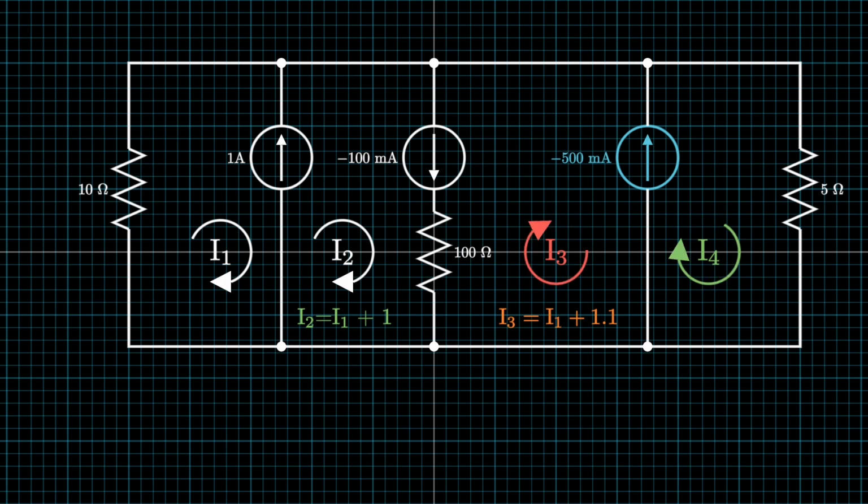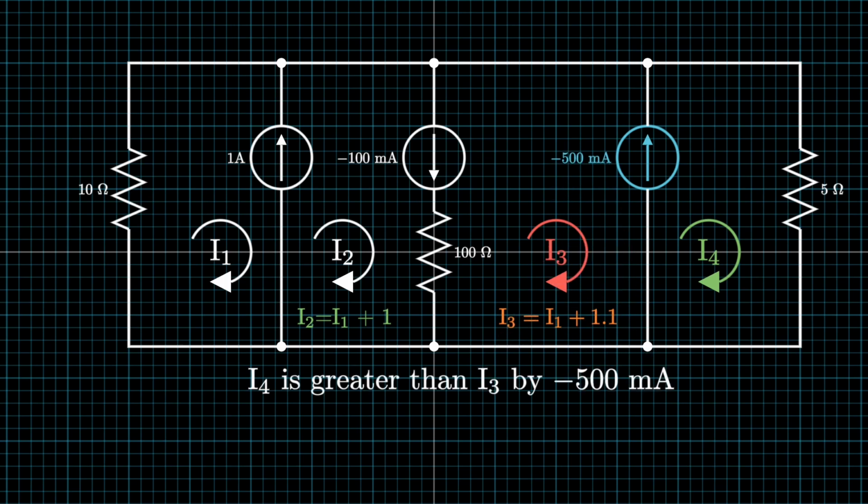Again, as silly as it feels, we'll deal with the signs later, so we don't care about them. For now, all we're looking at is I4 going up or down, and is I3 going up or down? And we can see that indeed, I4 is going up, and I3 is going down, right? So therefore, in plain English, I4 is greater than I3 by a magnitude of negative 500 milliamps. Writing this out in math form would look like this.